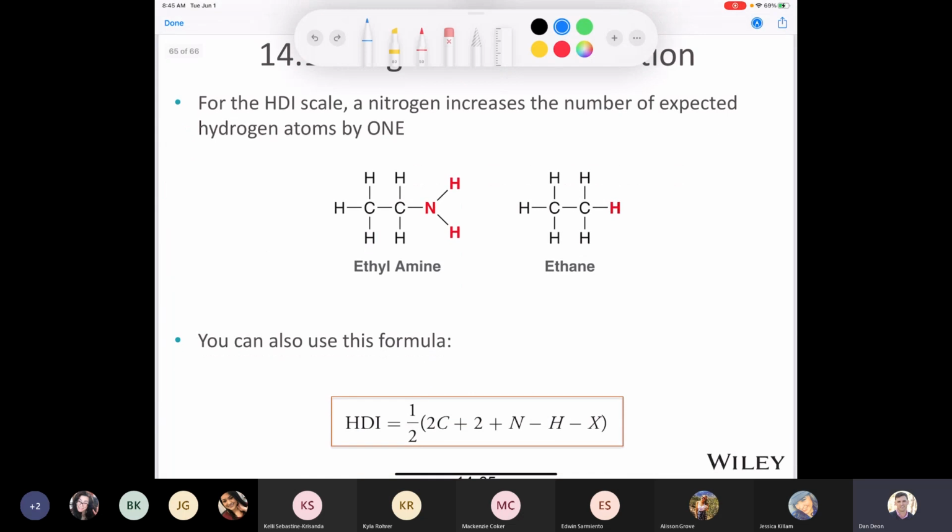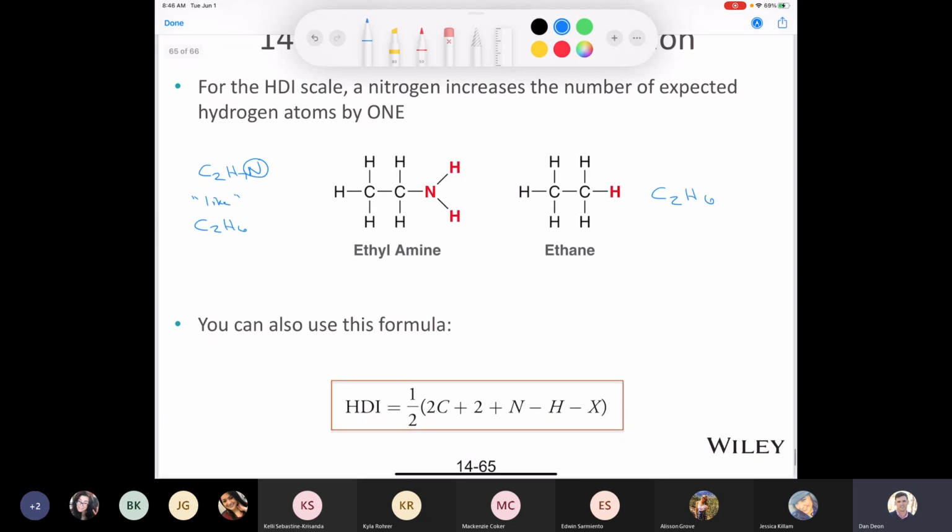Nitrogen is kind of interesting though, because it increases the number of expected hydrogen atoms by 1. So again, ethane, as I told you twice already, C2H6, okay? Here we have C2H7N, right? 1, 2, 3, 4, 5, 6, 7. So when you have that nitrogen, it's like you can remove one hydrogen. So it's kind of like C2H6, right? You remove one hydrogen for every nitrogen atom that you have.